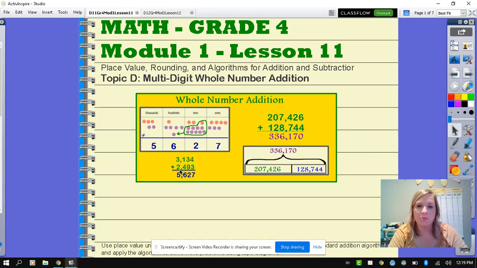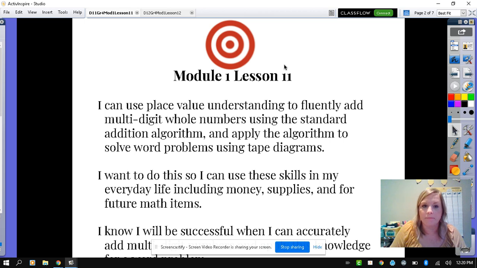Today we are on Module 1, Lesson 11, and we're going to be working on addition today. We are in Topic D, which talks about multi-digit whole number addition. Today we are going to use place value to fluently add multi-digit whole numbers using the standard algorithm, which is just a fancy word for exactly how you have probably learned to add up and down, and then apply this algorithm to solve word problems using tape diagrams.